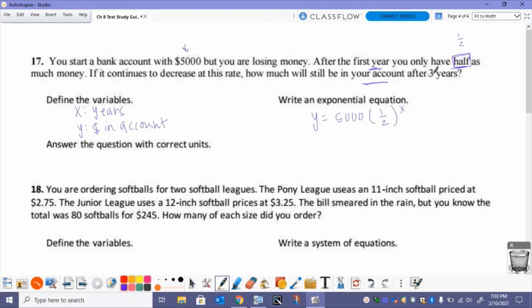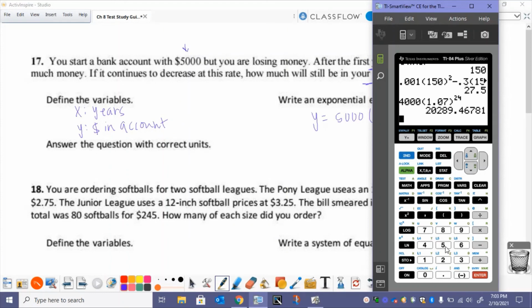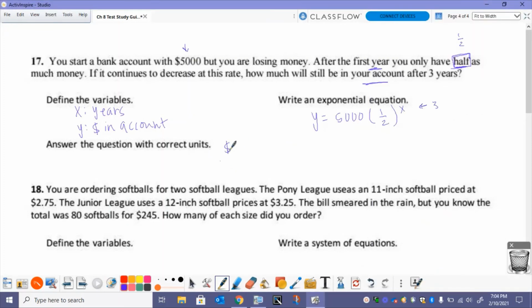And the question says, how much will be in your account after 3 years? So we're going to plug in 3. Go back to your calculator over here. So we have 5,000 times 1/2 to the power of 3. And we have 625. So we will be left with $625 in 3 years.